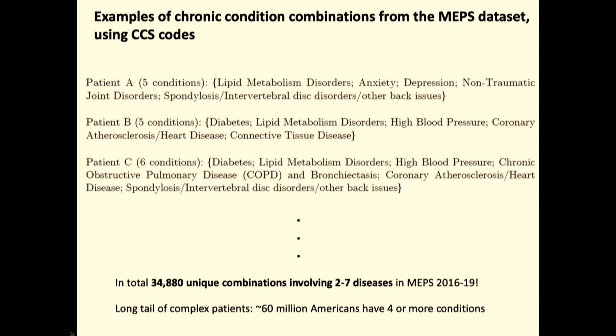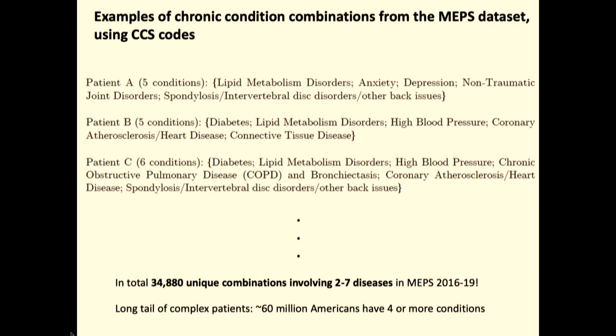This is an individual with 5 conditions. Again, you can maybe see some overlaps here. So you can see that lipid metabolism disorders or high cholesterol does overlap with the previous patient. But patient B's combination is different from patient A's, right? Patient C's combination is also different from the other 2 patients. However, patient C has, I think, 4 diseases in common with maybe B and C. Patients B and C have an overlapping set of diseases.